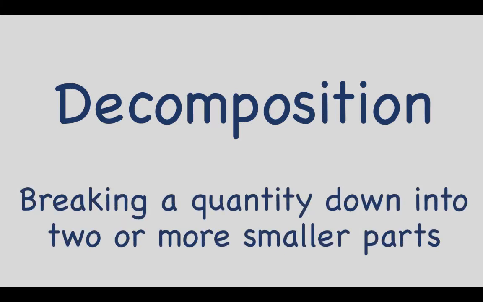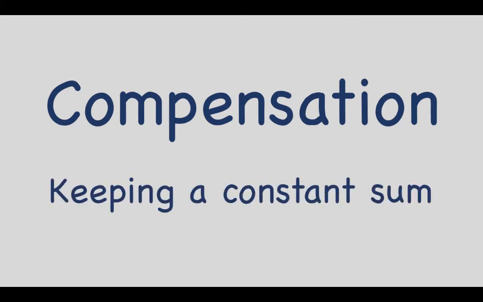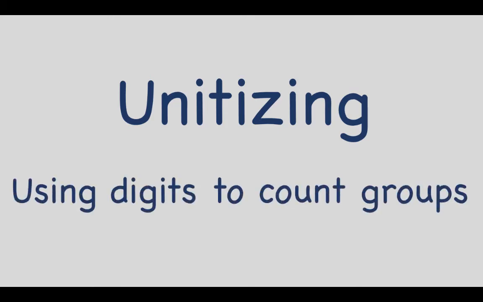As a practical matter, when adding one digit to two digits, decomposition is a sufficient strategy. However, we also want students to develop their understanding of compensation because they will need it to add two digits to two digits. We also want to continue to develop students' understanding of unitizing, or using digits to count groups of items as well as single items.